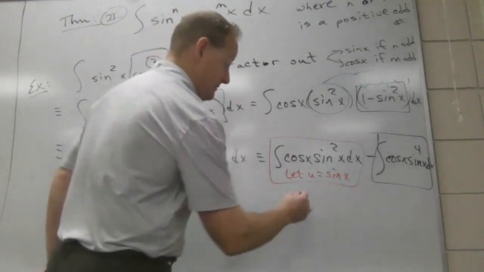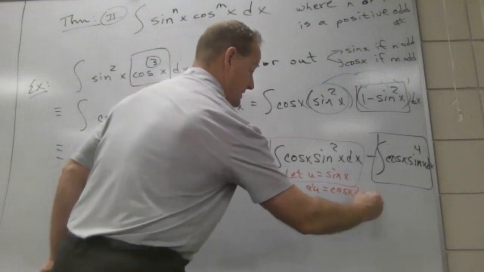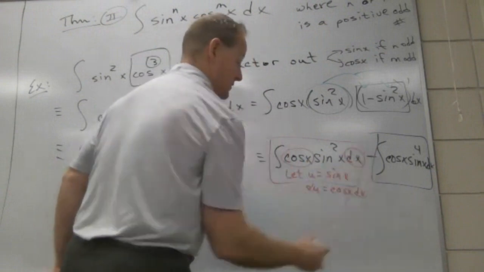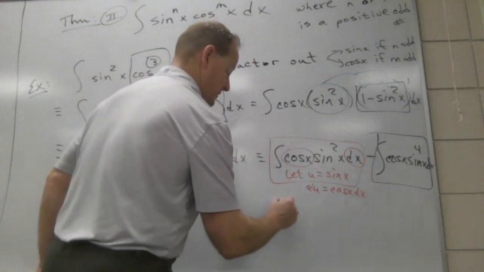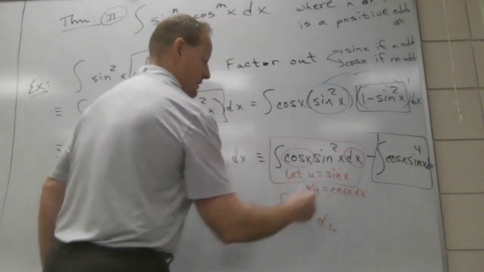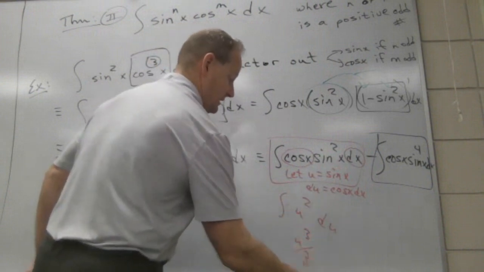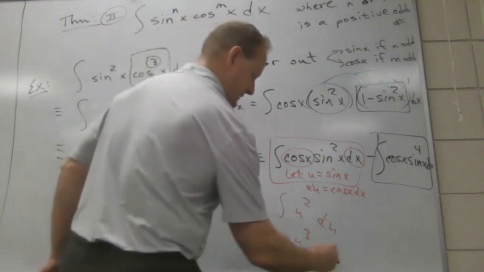u equals sine x. du equals cosine x dx. Isn't that nice? Just like we did before. Cosine x dx, I'm going to replace with a du. So that becomes the integral of du, and instead of sine squared, it's u squared. So that's u cubed over 3, plus a constant.